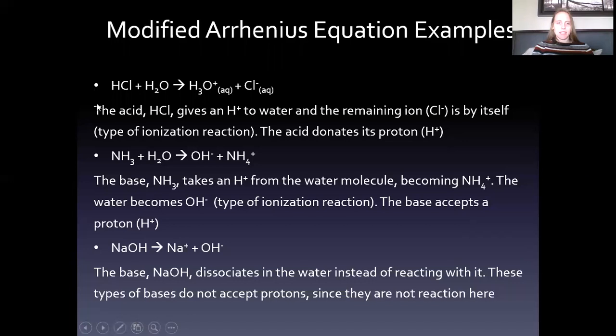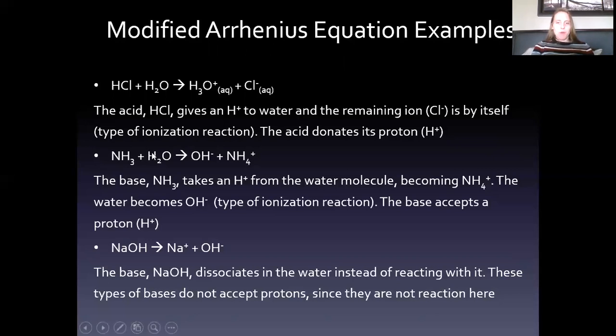Okay, so in this case here, we have hydrochloric acid reacting with water to create a hydronium ion and a chlorine ion. So this is just the ionization reaction for hydrochloric acid. So anytime I say Arrhenius equation, what I'm really saying is write the dissociation for the substance. If I ask for the modified Arrhenius equation, I'm asking for the ionization equation.